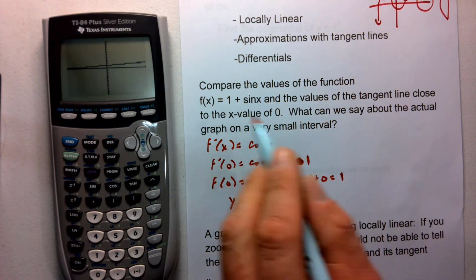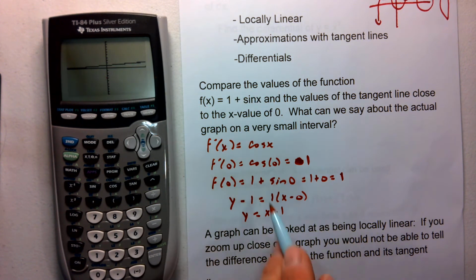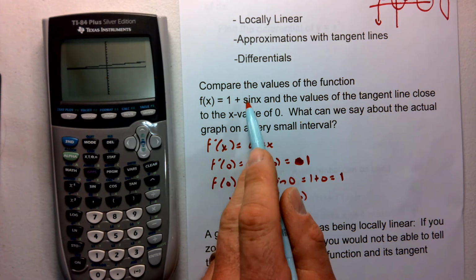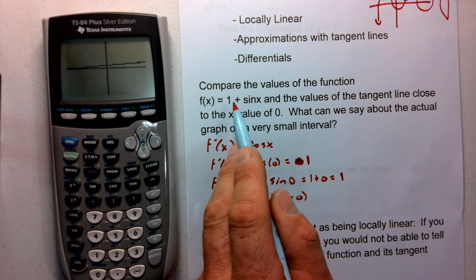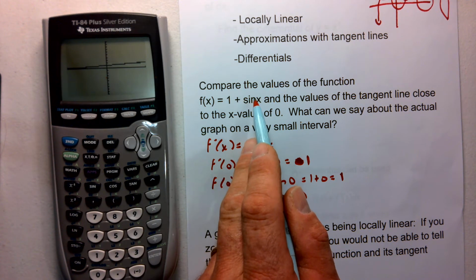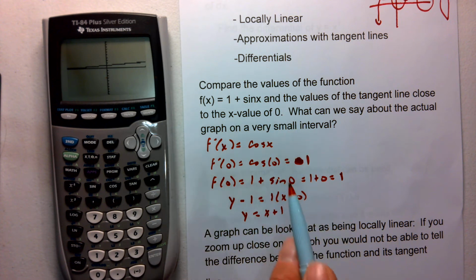So an approximation of 1 plus sine of x at x equals 0 would be 1. So we could plug that in. Now, again, some of us, actually all of us, should know that 1 plus the sine of 0 is 1 plus 0, which gives you 1. But we're also going to be able to use that equation of the tangent line to show that it's very close.